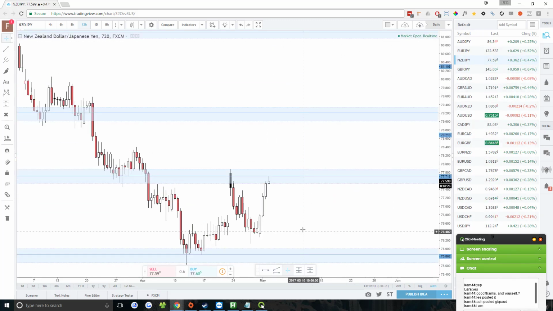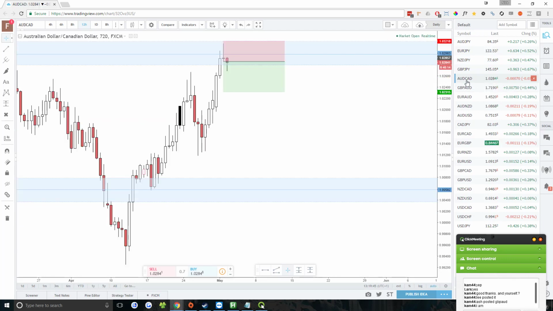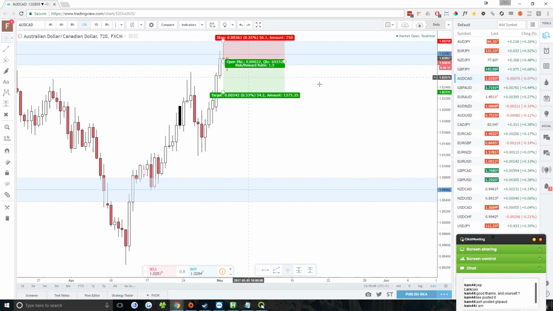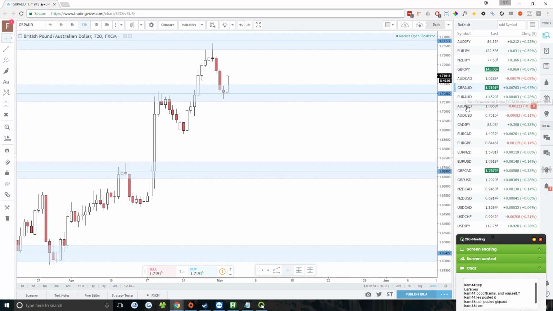New Zealand JPY instead is looking quite good for a potential short reversal trade. Very nice indecision. Let's see how this candle closes. We've got 8 hours and 40 minutes. Let's just keep a close eye on it and see how it plays out. And with the rest, just AUD CAD, but that's an already open trade. GBP AUD, an already open trade. And that one's kind of moving quite nicely.